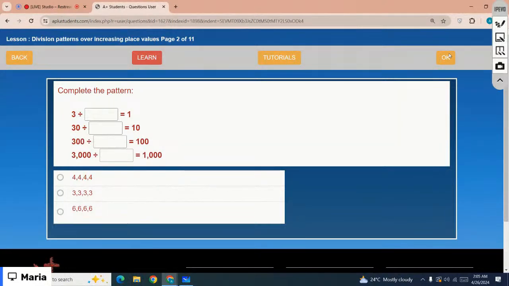Complete the pattern, which is the correct option? 1, 2, 3. Which option is the correct one? That is the second one. 3 divided by 3 is 1. 30 divided by 3 is 10. 300 divided by 3 is 100 and 3000 divided by 3 is 1000.